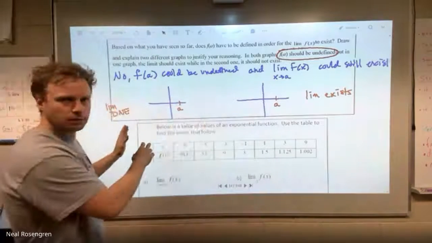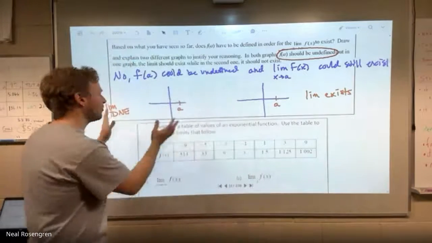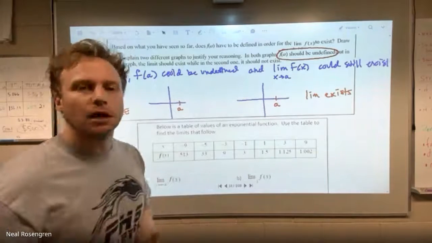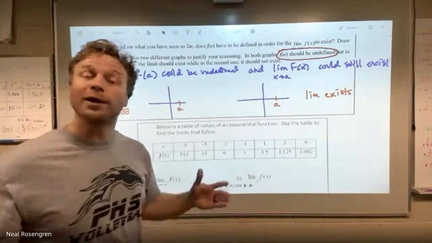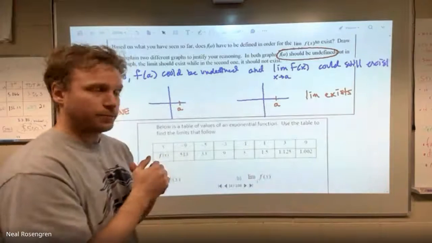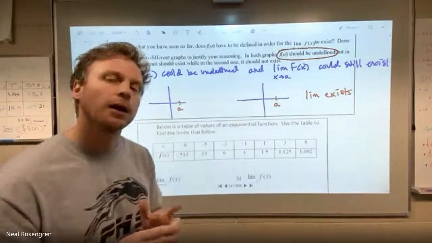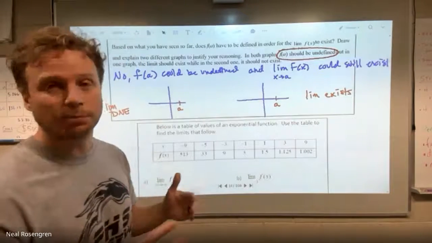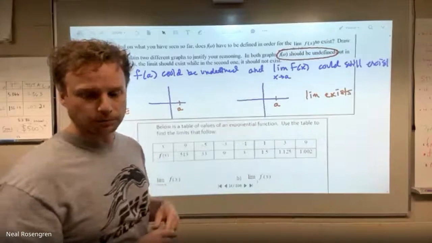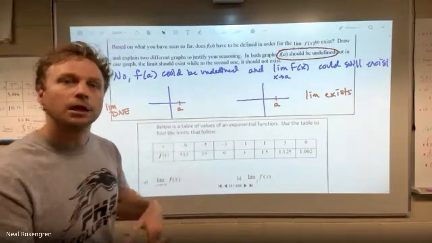Graph on the left, f of a is undefined. Graph on the right, f of a is undefined. So no points there at all. But on the graph on the left, see if you could draw a sketch of a graph where the limit doesn't exist at that spot for whatever reason. With the graph on the right, draw something where f of a is still undefined, but the limit does exist. Take a minute, think about it, and see if you can draw a very simple sketch where it's undefined for both, and the limit does not exist on the left, and the limit does exist on the right. Give that a shot.